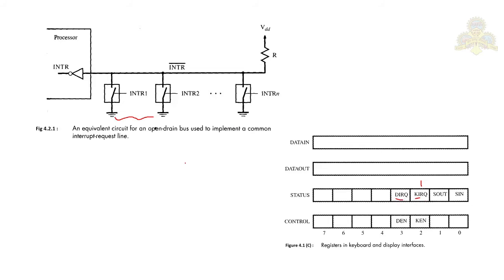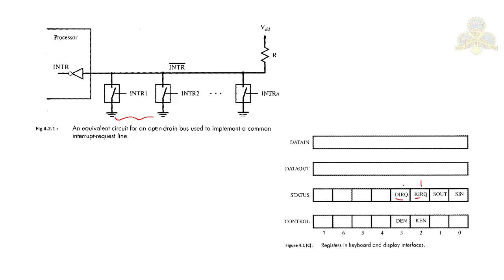If your interrupt service routine finds that, suppose, the keyboard has its status bit set to 1, then the keyboard's interrupt service routine would be executed first. Then the next device which has set its status bit to 1 would be served.